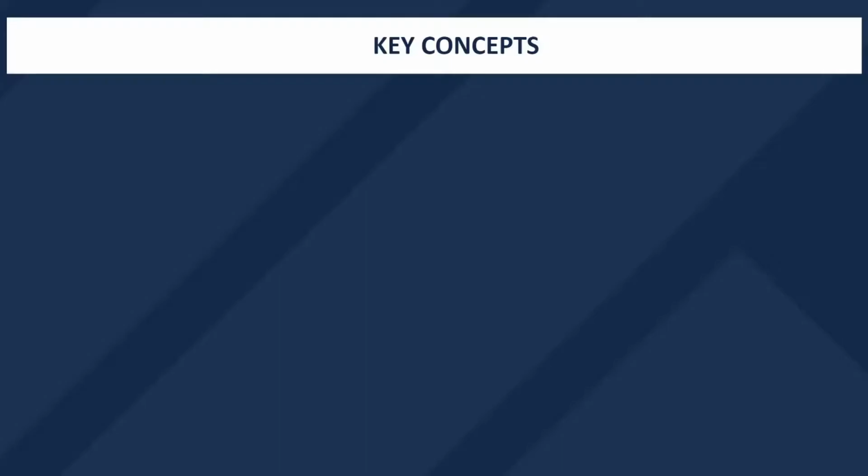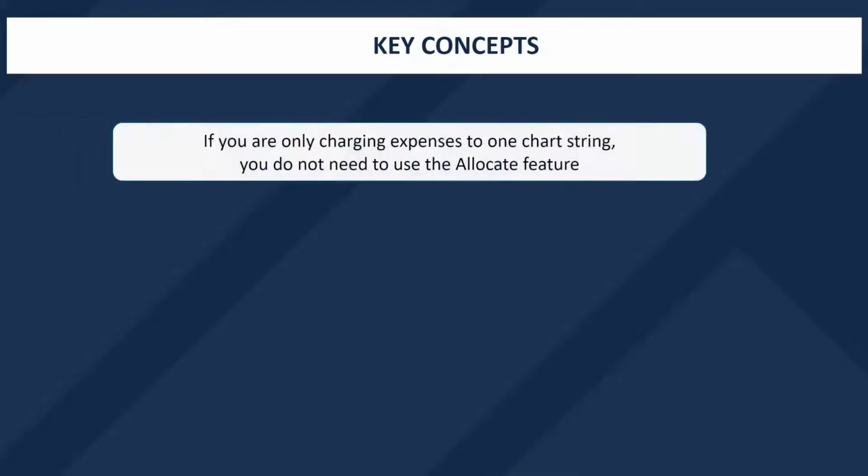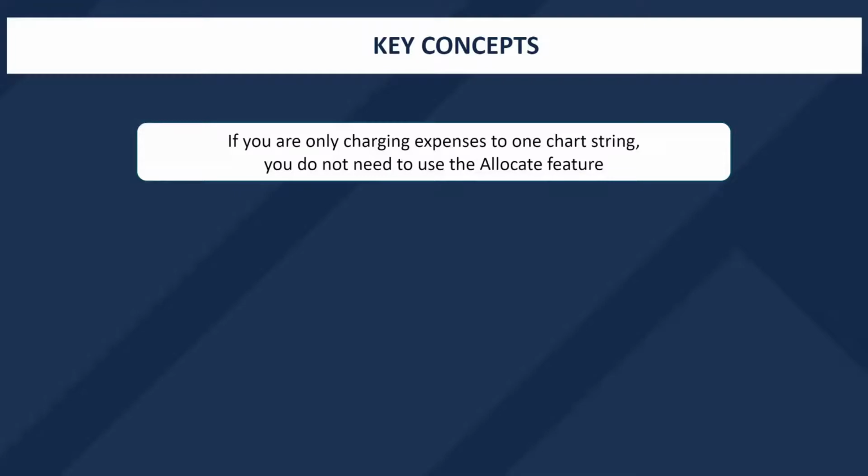Before we continue, let's go over a few key concepts for allocations. If you're charging expenses to only a single chart string, you do not need to use the Allocate feature. The chart string provided in the request or report header when creating the document will serve as the default chart string for all expenses claimed on the document. Consult with your fund manager or financial unit approver in determining whether you need to split the distribution of any of the claimed expenses and/or what the proper chart string would be for allocation.